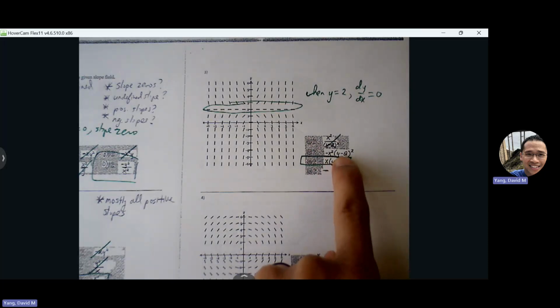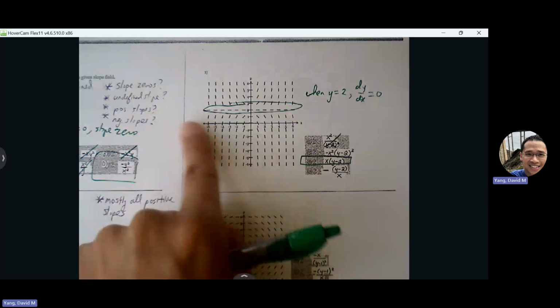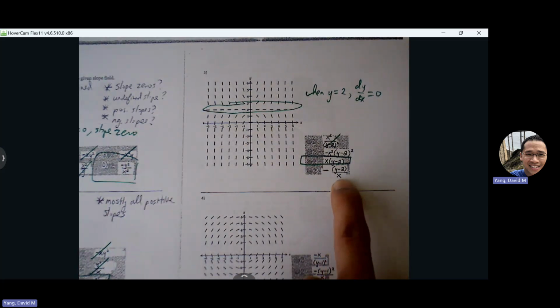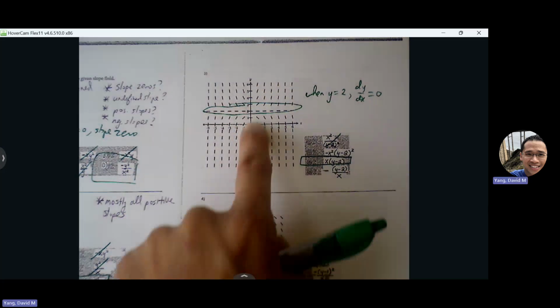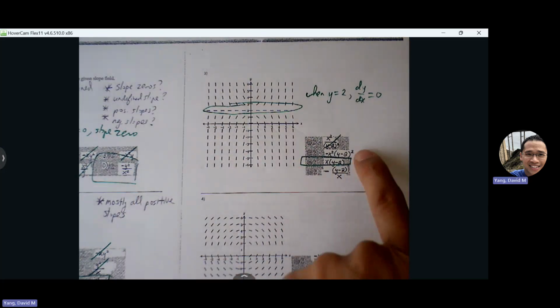Answer choice B, I think I'm deciding between B and C here because I don't see any undefined slope. There is supposedly undefined slope for the last one, but we don't see any blank spaces here. So it's between B and C here.